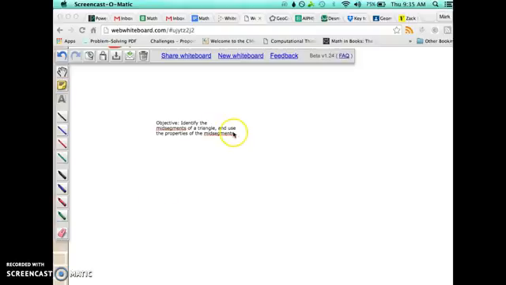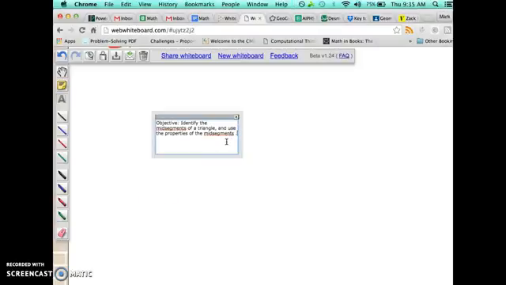Okay, welcome to another video on geometry. Our objective today is to identify the midsegments of a triangle and use the properties of the midsegments. This is from chapter 5, section 4 in your geometry textbook. So copy that down.